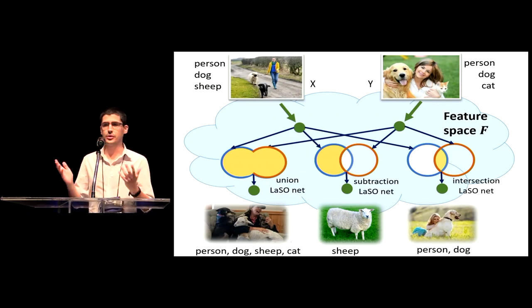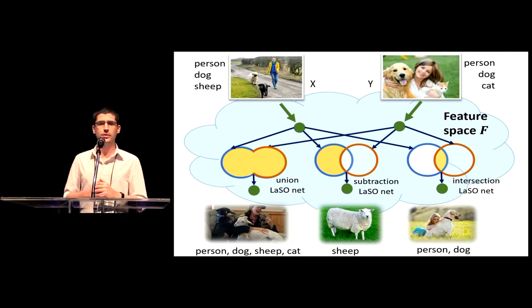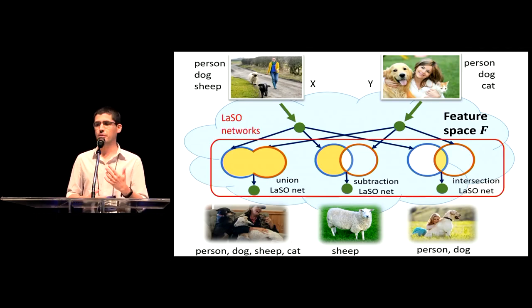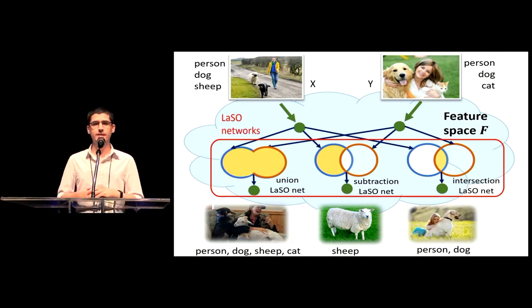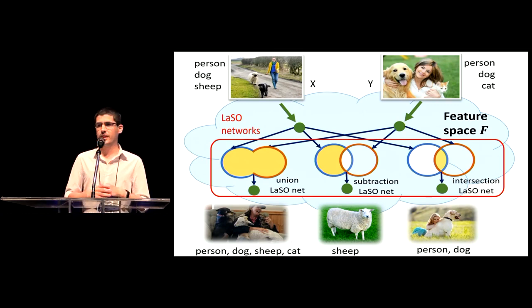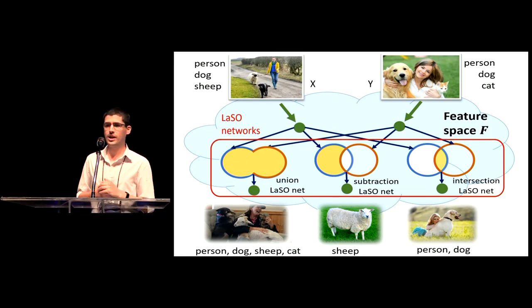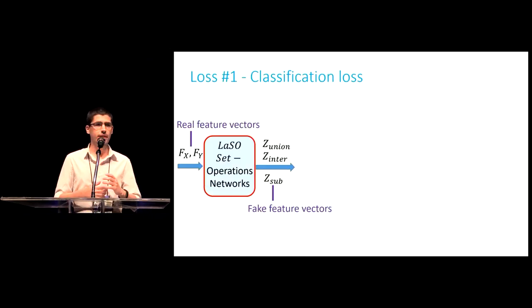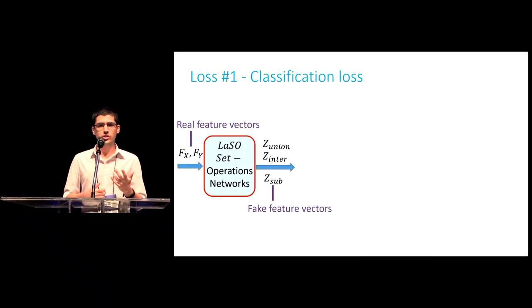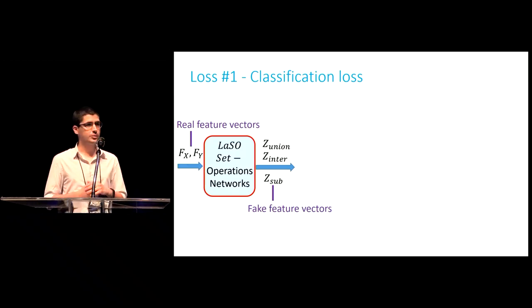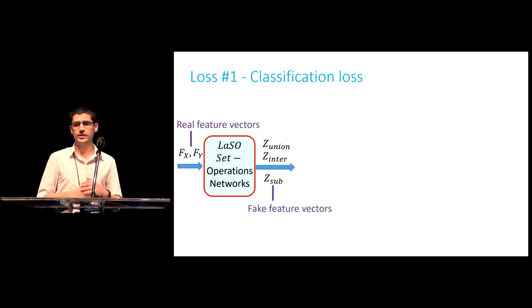So for example, for union, we will be receiving a feature vector with all the labels from both two input images: person, dog, sheep, and cat. Let's denote those set operation networks in red as the lasso networks. As we just saw, we have our real feature vectors, fx and fy. We have the intersection, union, and subtraction set operations networks in red, and their outputs, the fake feature vectors z.